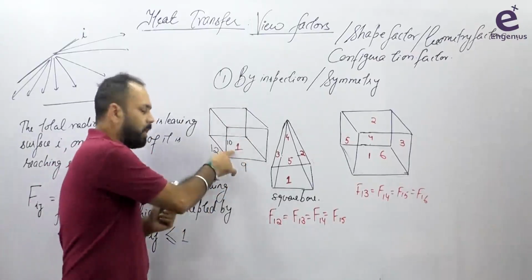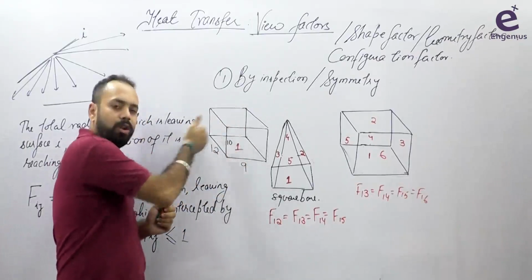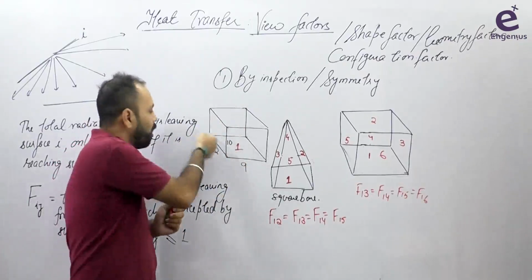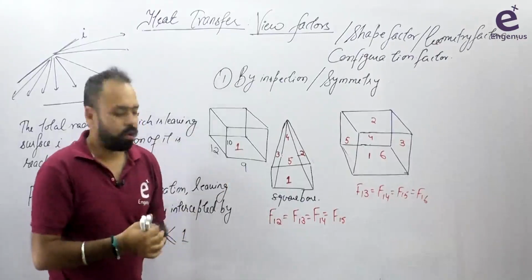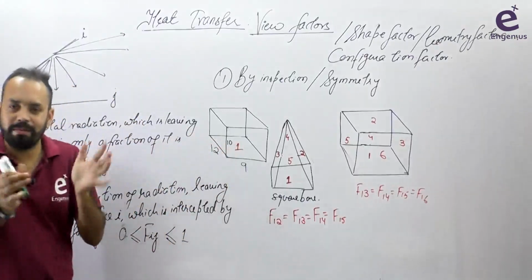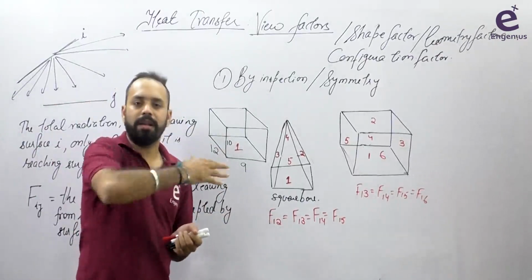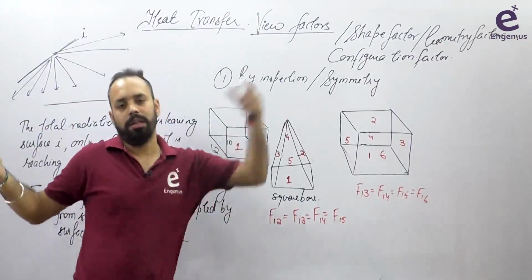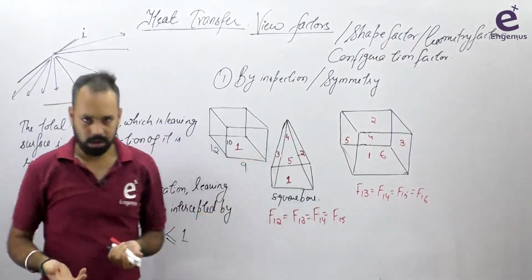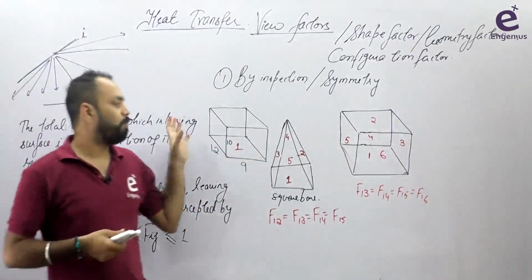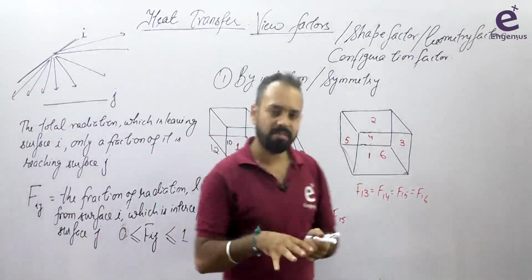But out of 10, it is possible that 2 go to the left side wall here, and if 2 went here, then 2 will also go here. So in this diagram there is a symmetry, but symmetry of two types is there. One is the front wall and the back wall symmetry, and then the left wall and the right wall symmetry. Top is not symmetrical. Right, this way you have to decide by inspection whether the faces are symmetrical or not.